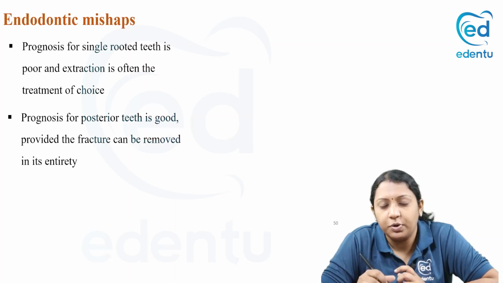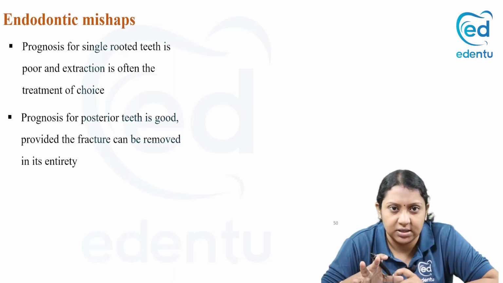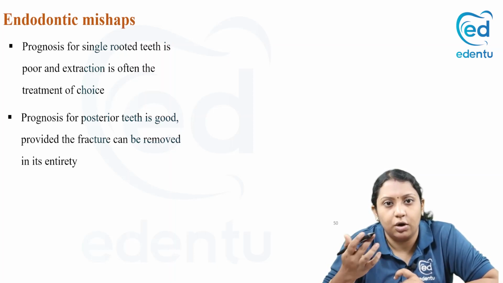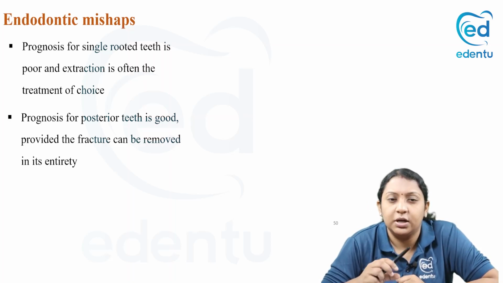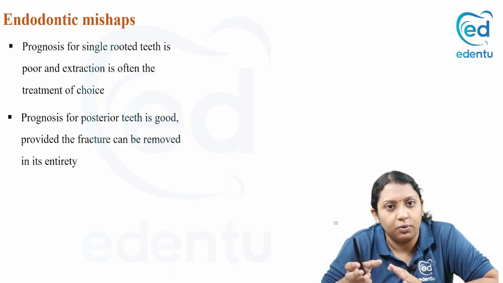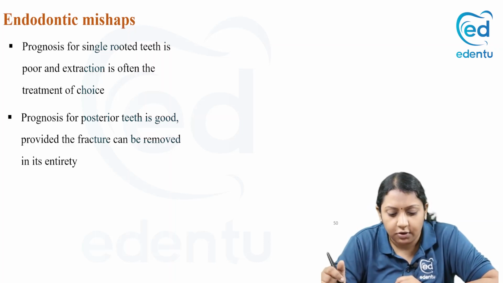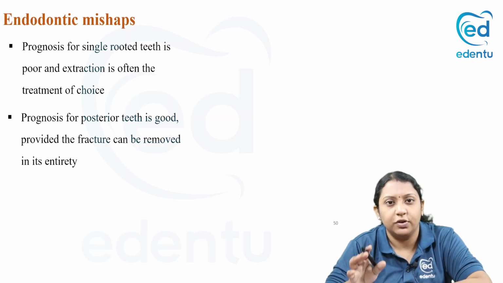So root amputation can be done, that means the apical part of the root can be cut wherever the fracture extends to, whether in the apical, middle or coronal portion. In that case, we can go for a root amputation. But other than that, for single rooted teeth, the prognosis of a vertical root fracture is very poor, so extraction is the only line of treatment. The prognosis for posterior teeth is comparatively better when compared to that of a single rooted tooth.